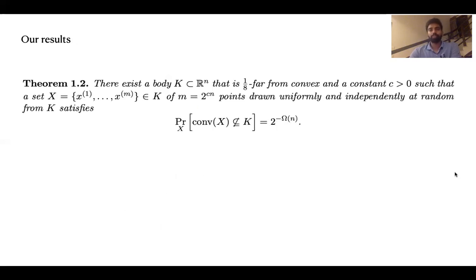But in higher dimensions, we show that for the same body which we had for theorem 1.1, which is 1/8 far from convex, even if you take an exponential number of points from the body uniformly at random, the probability that the convex hull of the points goes outside the body is extremely low. So this even rules out the natural convex hull test for our setting.